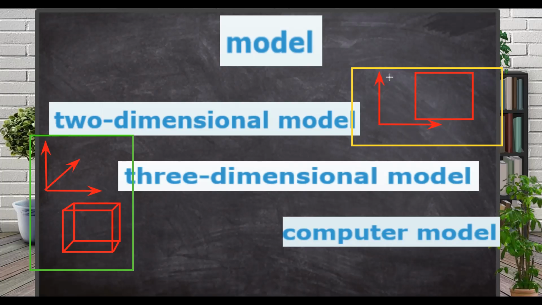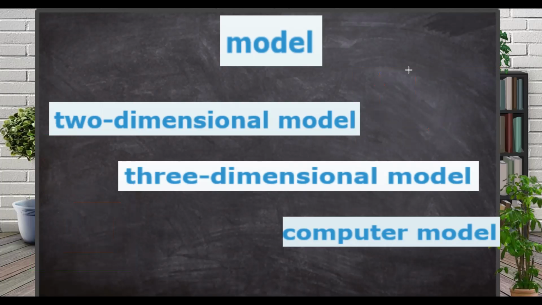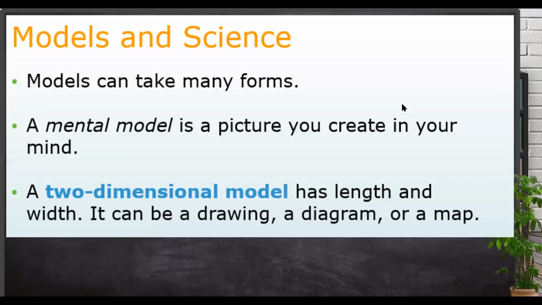The third type is a computer model. And definitely a computer model is the one you can find on a computer. Yes, or a program. You are going to use a program. Now, models in science can take many forms. A mental model is a picture you create in your mind. So if you are picturing something in your head and it's only in your head, you are going to call it a mental model. Okay, guys, a mental model.